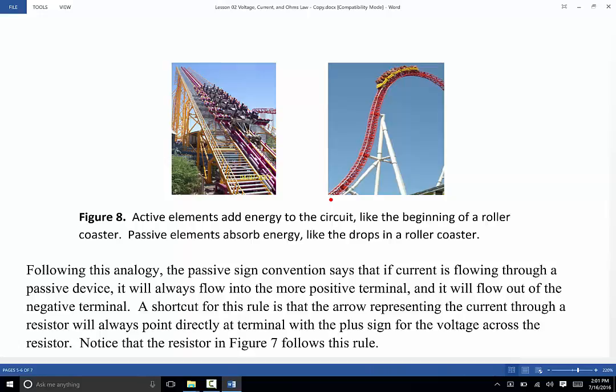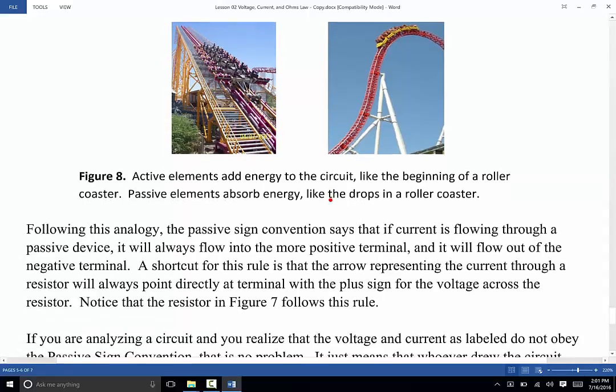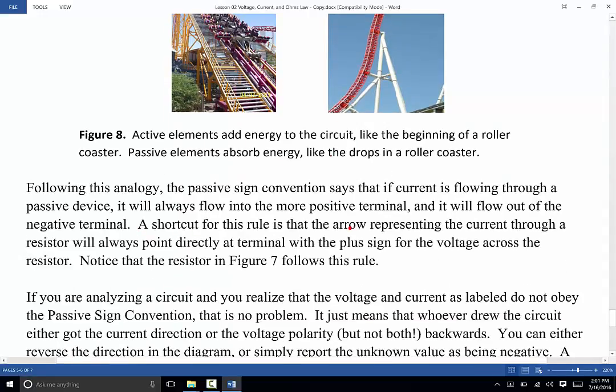You have to be dropping voltage because, of course, we know that voltage is proportional to energy. So a passive device is going to be absorbing energy. Therefore, the electrons are going to go from a point of higher energy to a point of lower energy as they go through a passive device. Now, a shortcut for this rule is that the arrow representing the current through the resistor, or really through any passive device, will always point directly at the terminal with the plus sign for the voltage across the resistor.